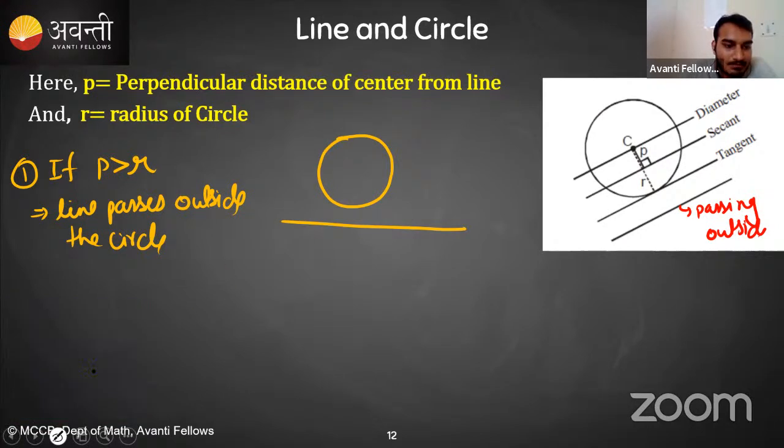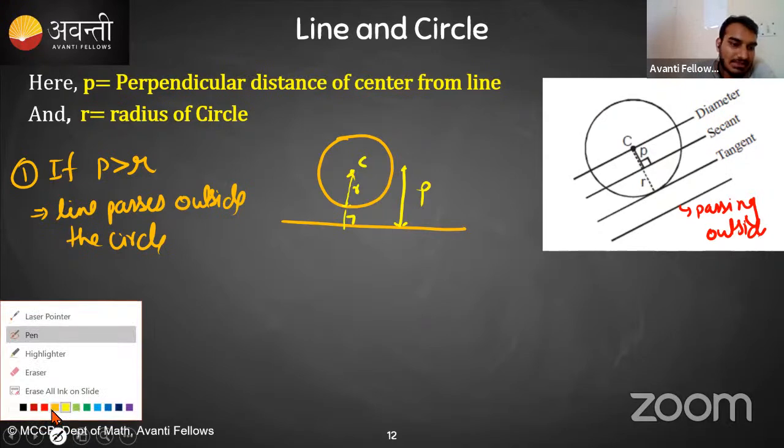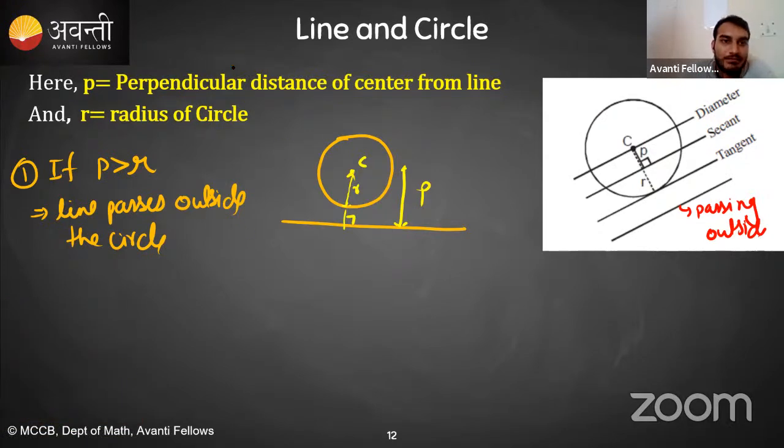This is the center, and the perpendicular distance from the center to the line is this. This is P. But the radius is only this much. So P is obviously greater than R. So when the perpendicular distance of the center from the line is greater than the radius of the circle, then you say the line passes outside the circle. Is that clear, everyone?